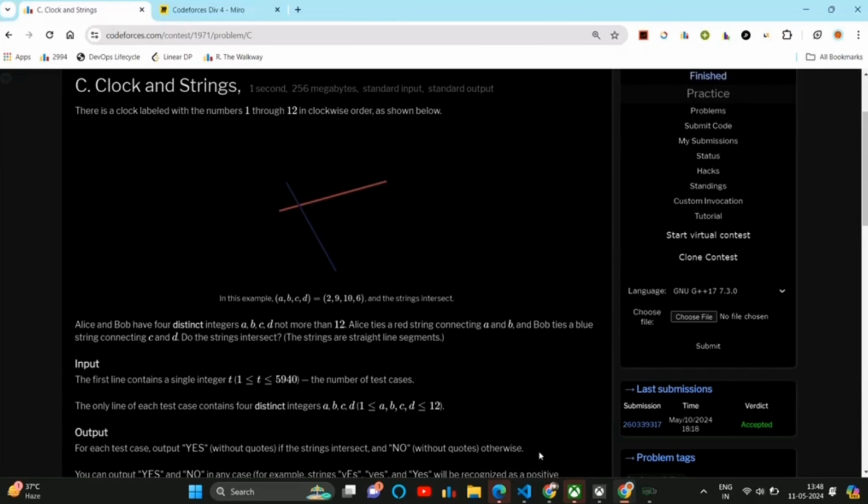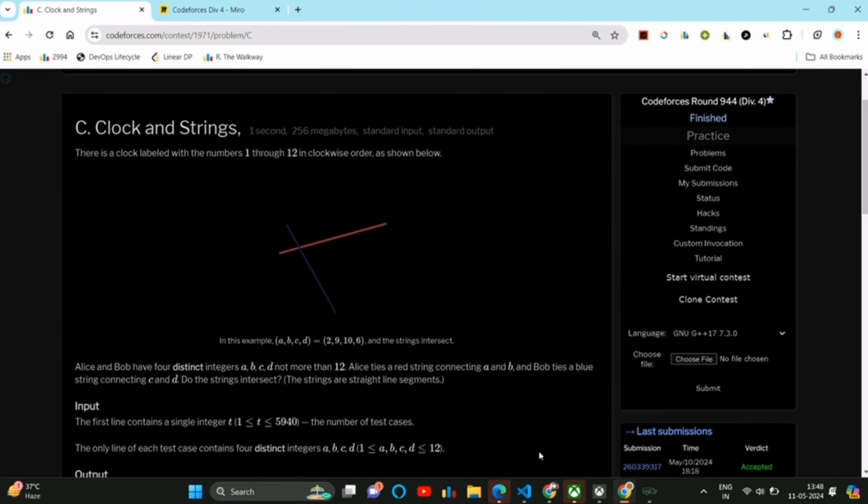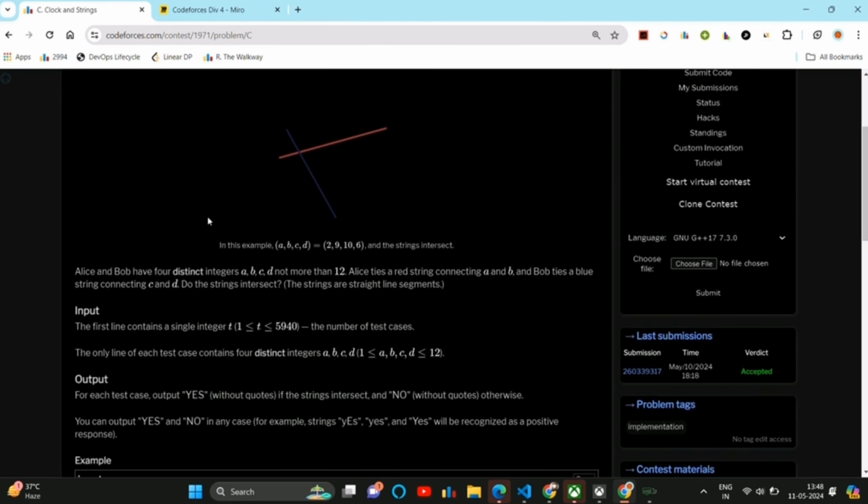So hi, in this video I'm going to discuss a problem of Codeforces contest 944. It was a Division 4 contest and this is the C problem of the contest. In the problem Clock and Strings, there is a clock labeled 1 through 12, and Alice and Bob have 4 distinct integers A, B, C, D, not more than 12. Alice ties a red string connecting A and B, Bob ties a blue string connecting C and D. Do they intersect? The strings are straight line segments.